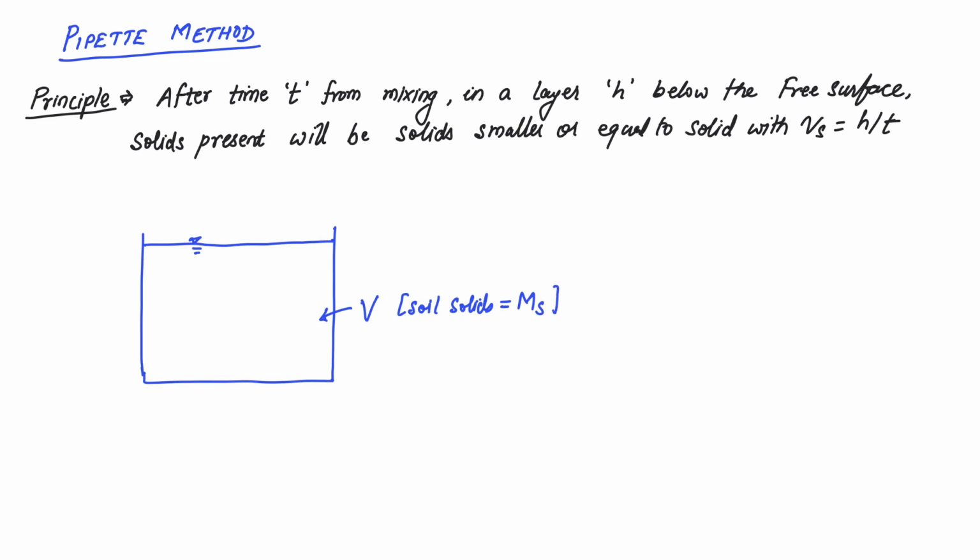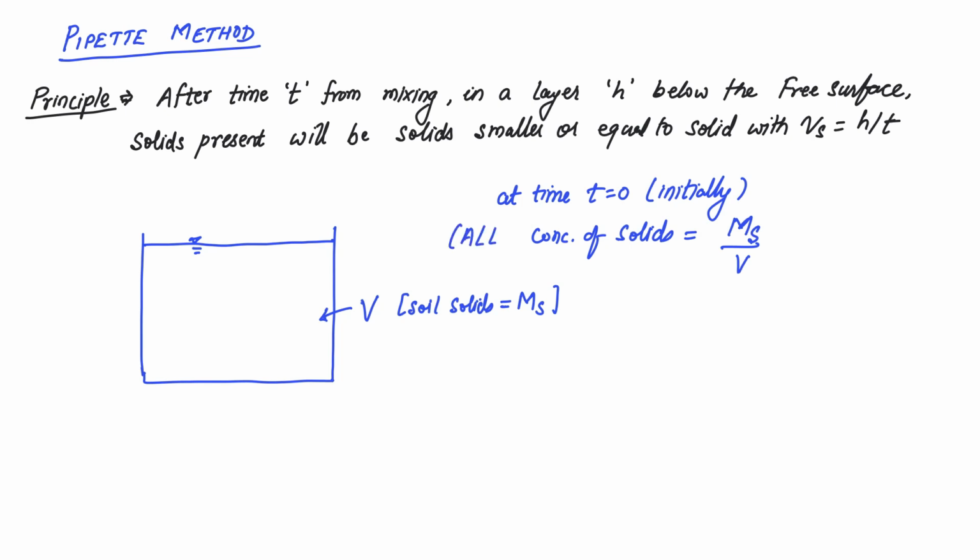in this we have mixed the soil solids, and initially the total mass of the soil solids was capital Ms. So at a time t equals 0, that is, initially, what will be the concentration of solids in this tub? You can say that the total mass of solids, capital Ms, is present in the total volume, capital V. So this is the concentration of all solids at time t equals 0.